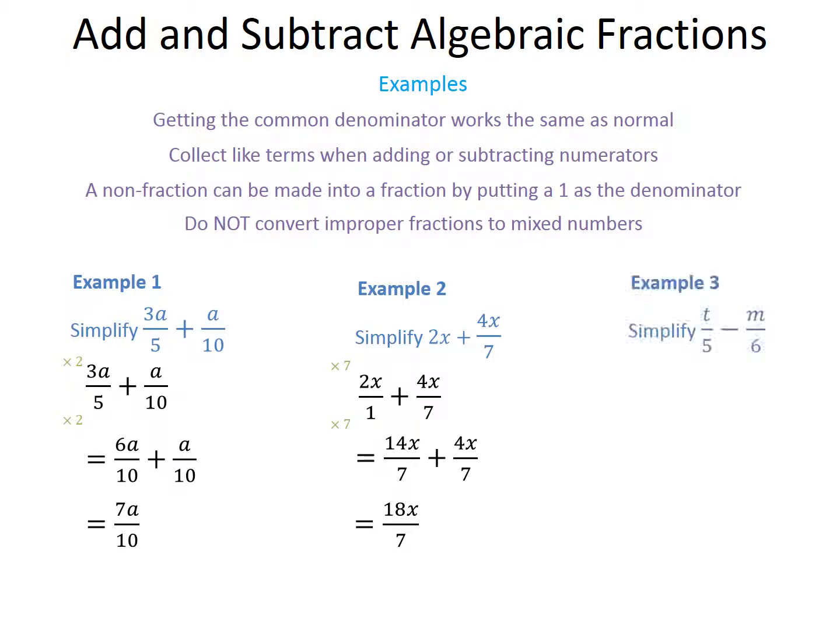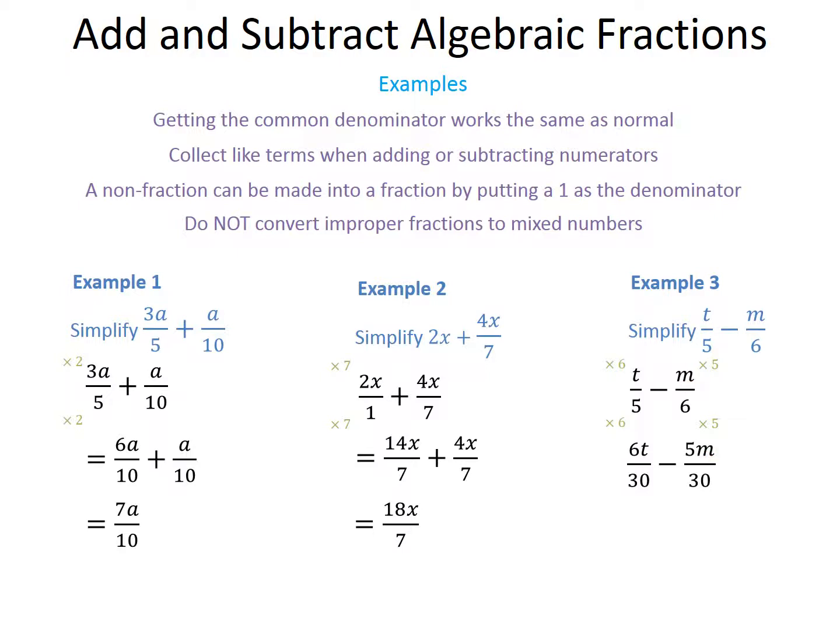Now in example 3, we're going to look at a minus, which of course works exactly the same way except you're minusing. And so I'll start by writing down the question and getting my lowest common denominator. The lowest thing that 5 and 6 both go into is 30. So I need to times this side by 6 and the other side by 5 to make them both 30. And so let's write down the results there. Of course, 6 times t is just 6t, and 5 times m is 5m.